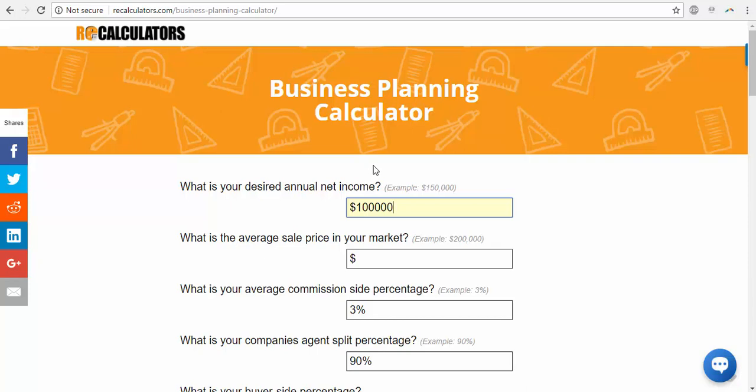Really what it's going to do is add in a 10% marketing budget and whatever your split is, whatever your broker takes from you. And that would be your gross. So it's not going to be taking out taxes or anything like that. Okay.